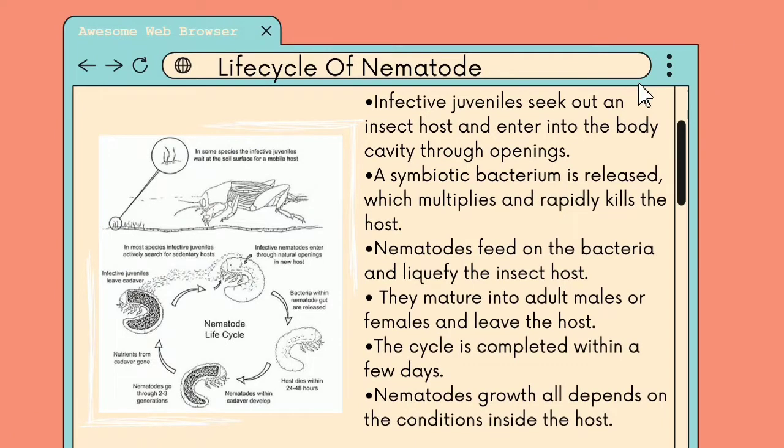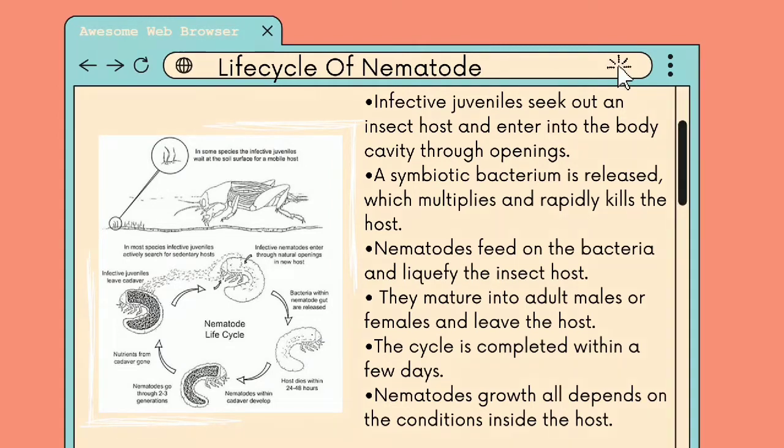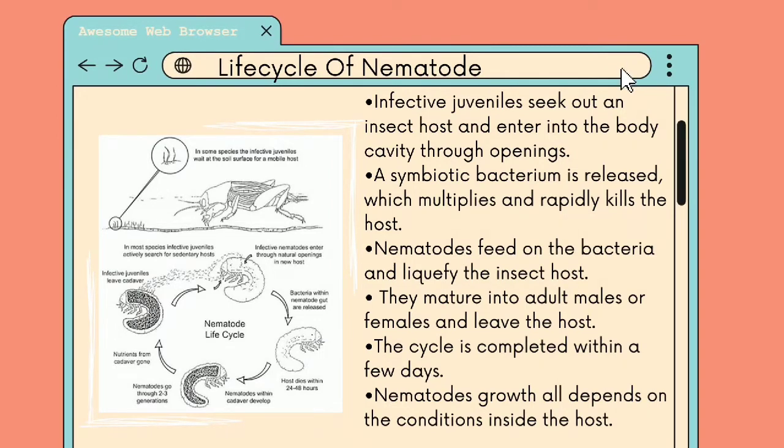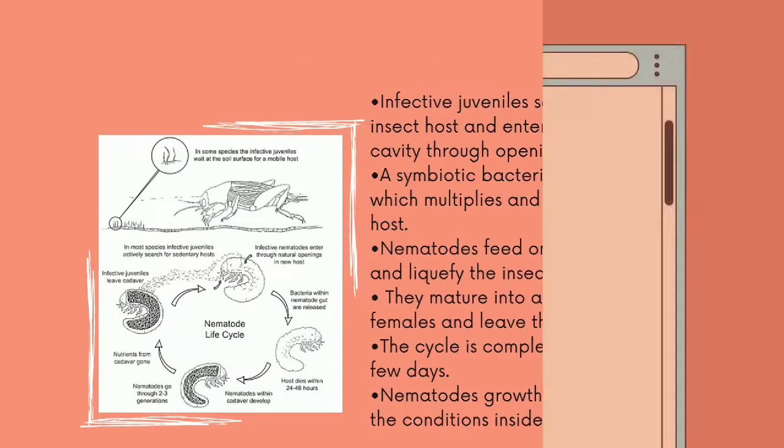As we can see, this image displays the nematode-bacterium complex cycle. Infective juveniles seek out an insect host and enter into the body cavity through openings. A symbiotic bacterium is released, which multiplies and rapidly kills the host. Nematodes feed on the bacteria and liquefy the insect host. They mature into adult males or females and leave the host. The cycle is completed within a few days. Nematodes' growth all depends on the conditions inside the host.